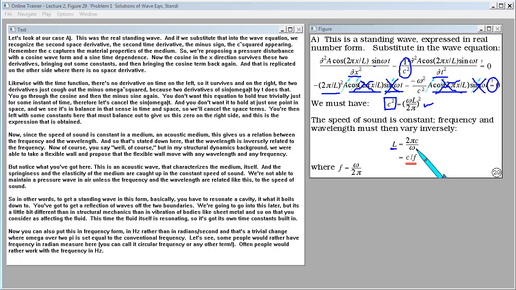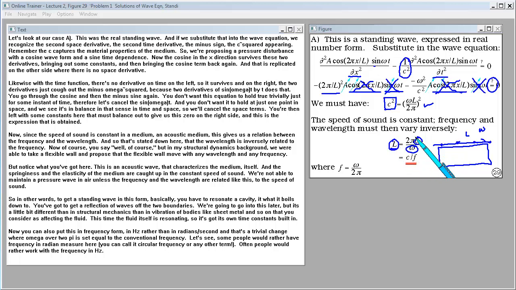Now, of course you say, well, of course, but in my structural dynamics background, we were able to take a flexible wall and propose that the flexible wall move with any wavelength and any frequency. But notice what you've got here. This is an acoustic wave that characterizes the medium itself. And the springiness and the elasticity of the medium are caught up in the constant speed of sound. We're not able to maintain a pressure wave in air unless the frequency and the wavelength are related like this to the speed of sound.